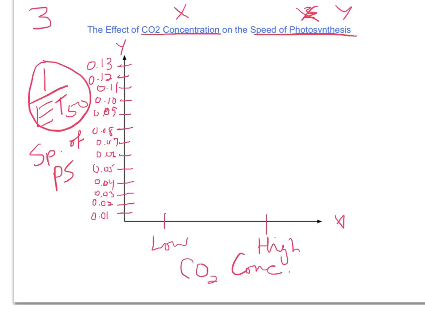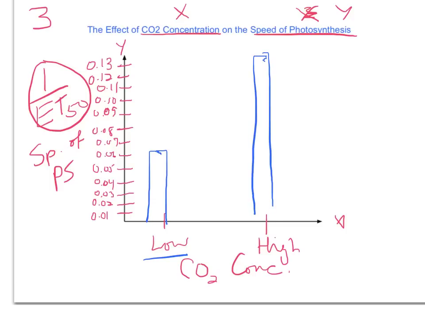Okay, so looking at our low value, remember that our 1 over ET50 value was 1 over 16. Well, 1 over 16 is 0.06. Let's put a dot there, and let's turn that into a bar graph, or a bar. And our high concentration was at the very top because 1 over 8 was 0.13, thereabouts. And we'll put a dot there, and a bar. And there's our bar graph. And there's our third graph.